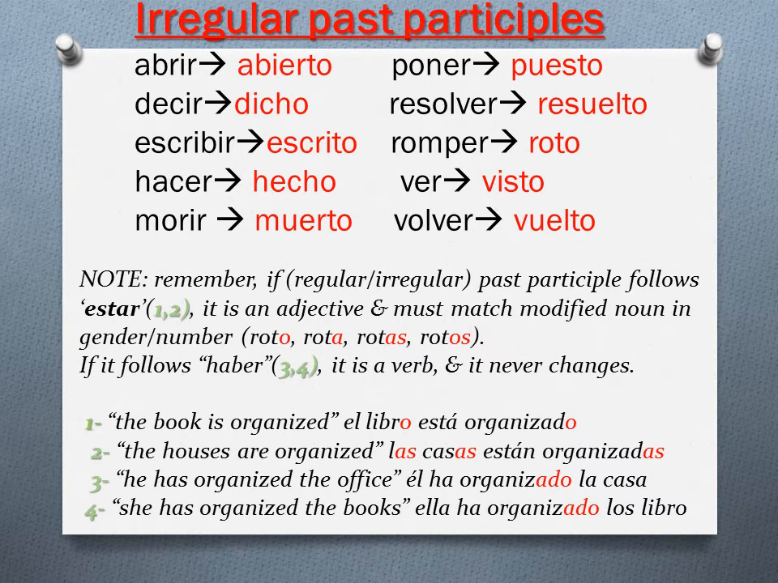Now, remember, if the past participle, either regular or irregular, it doesn't matter, follows the verb estar, as you see here in sentences 1 and 2 at the bottom, then the past participle is an adjective and it must match the noun it modifies in gender and number. That's why broken, roto, might have 4 different forms if it follows estar: roto, rota, rotas, rotos. It depends on the noun it modifies, if it's singular, plural, feminine, masculine.